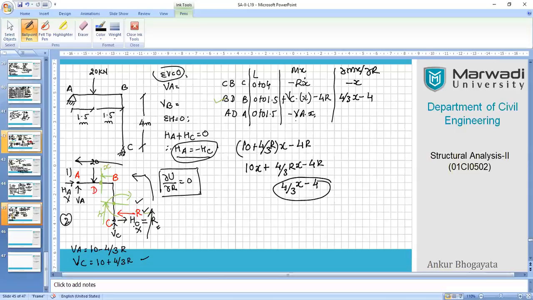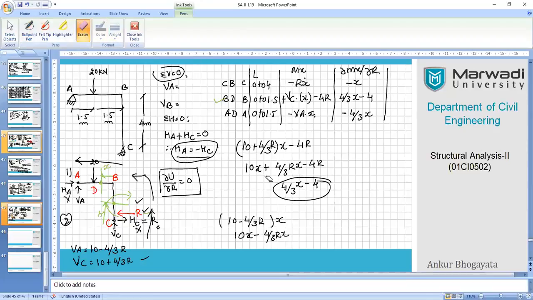And here again we know that VA will be there, and we know the value of VA is 10 minus 4 by 3r. So you need to multiply it with x, so 10x minus 4 by 3 rx, where r will be partially differentiated. So here we can write minus 4 by 3x. I hope we are clear on how we have written all these stages.